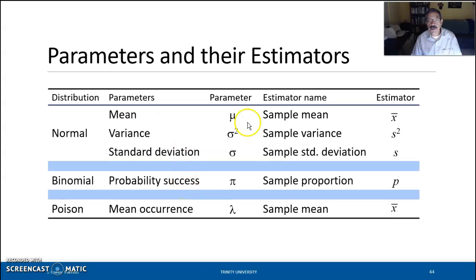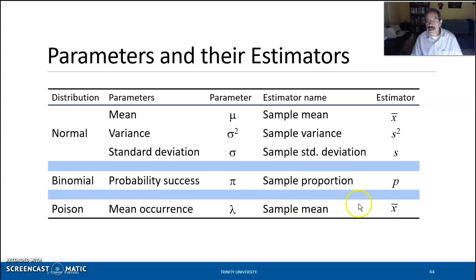In this table, I'm showing the different parameters that we encountered in chapters 5, 6, and 7 when we calculated probabilities. So now we know that the sample mean x bar is the estimator of the population mean. And we know that the sample variance S squared is the estimator of the population variance sigma squared. And we know that the sample standard deviation S is the estimator of the population standard deviation. Also, we know that the sample proportion is the estimator of the probability of success pi.